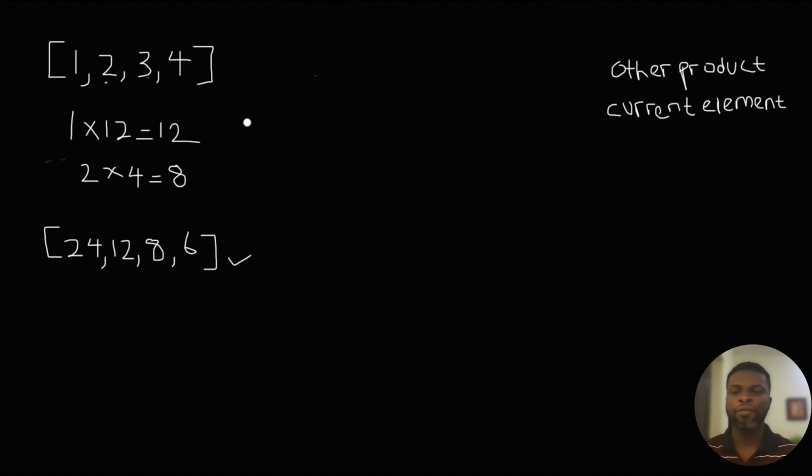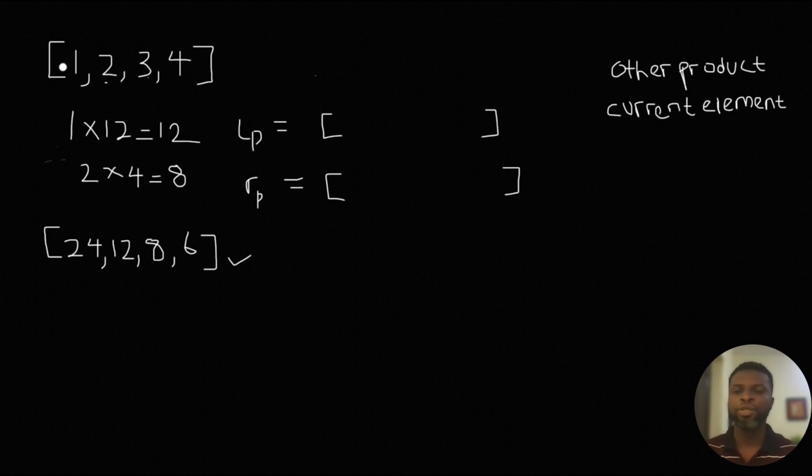So I'll keep track of two arrays, a left product array and a right product array. So for each current element, the left product array will keep track of the product of all the elements to the left of it, while the right product array will keep track of the product of all the elements to the right of it. So let's populate the left product array first.